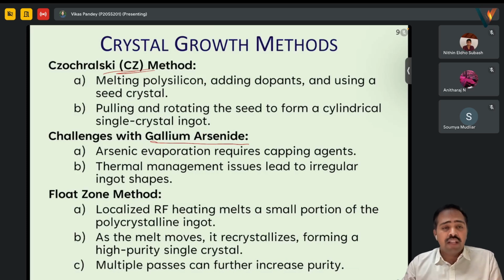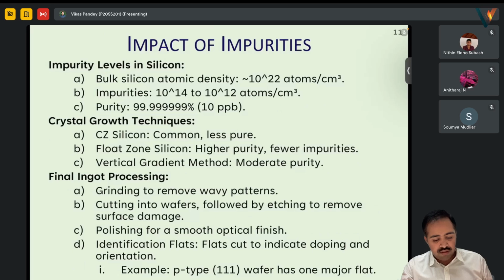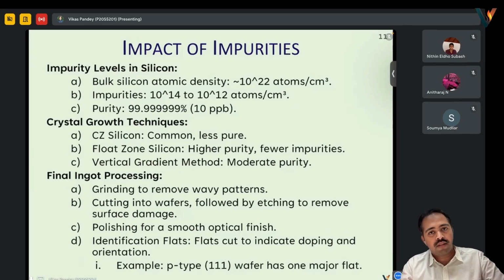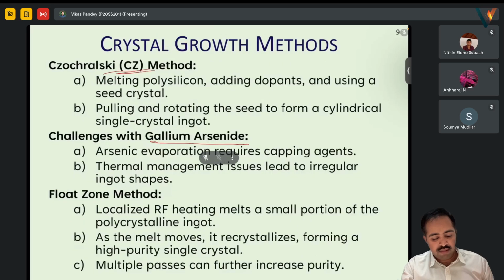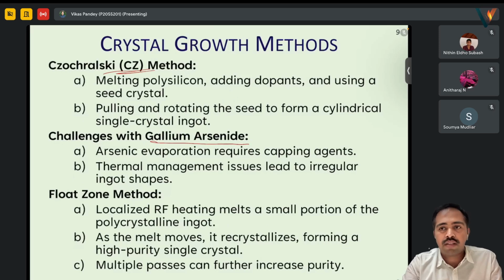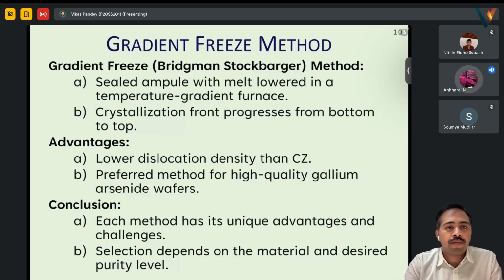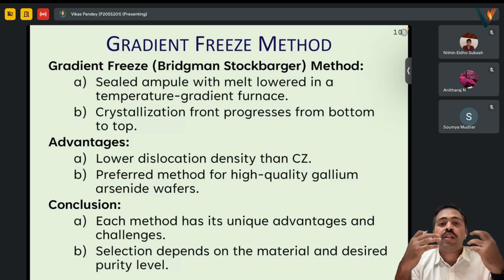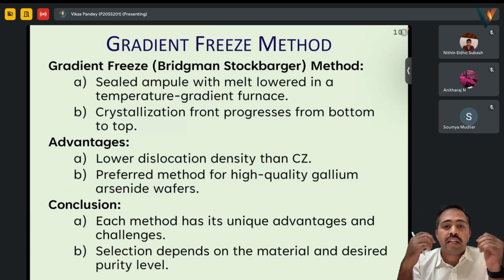Then there is something called the gradient freeze or Bridgman-Stockbarger method. Are you seeing the gradient freeze method slide? Yes, sir. Okay. In this case, a sealed ampule with melt, the molten material, is lowered in a temperature gradient furnace.